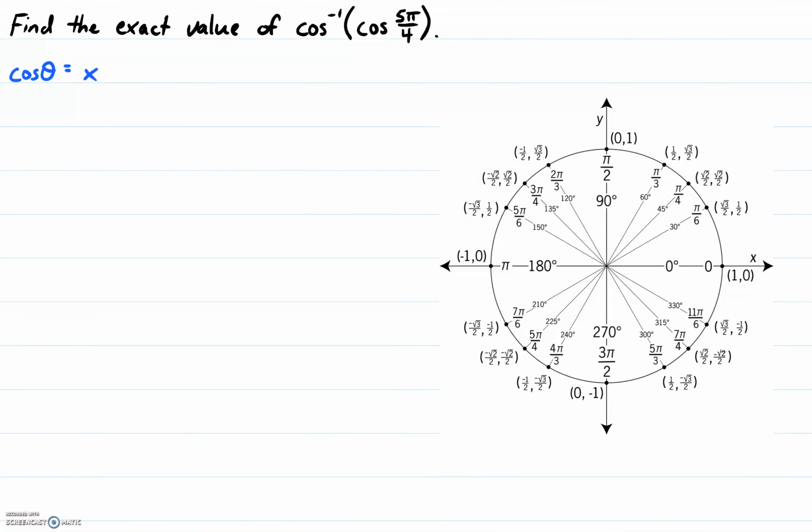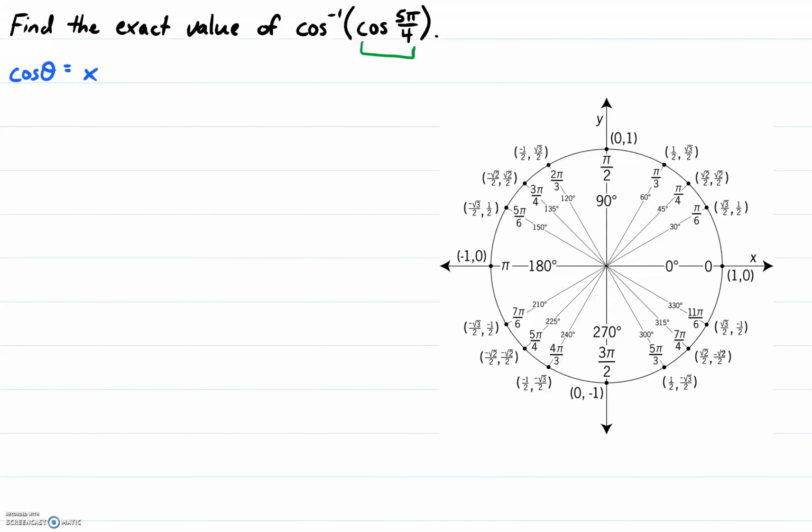In this video, we're going to find the exact value of cosine inverse of the cosine of 5 pi over 4. So the first thing that we want to do, when you have a problem where you have a trig function and its inverse composed, the best thing to do is start from the inside and work your way out. So for this particular problem, we're going to turn cosine 5 pi over 4 into a number, and then we're going to work from there.